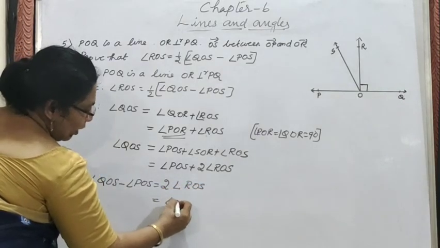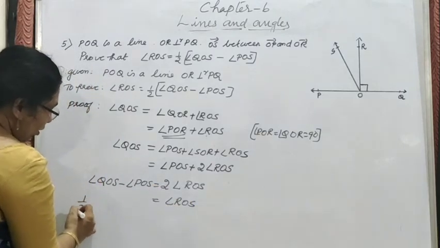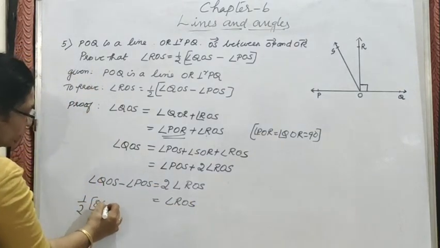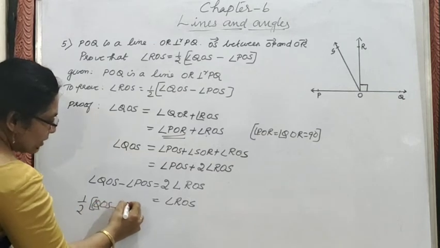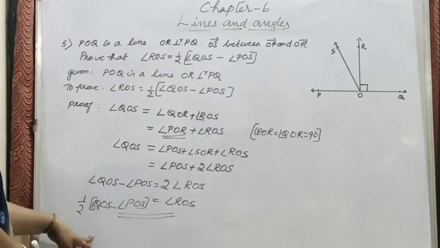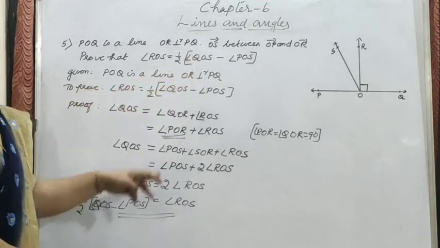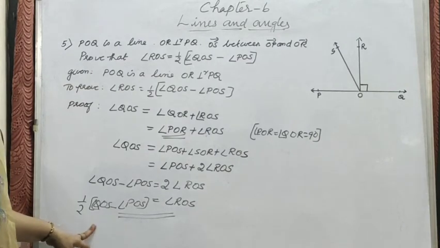So what is angle ROS now? I have to take this 2 to this side. So it will be half into QOS minus angle POS, right? So we got angle ROS equal to half into angle QOS minus POS, right?